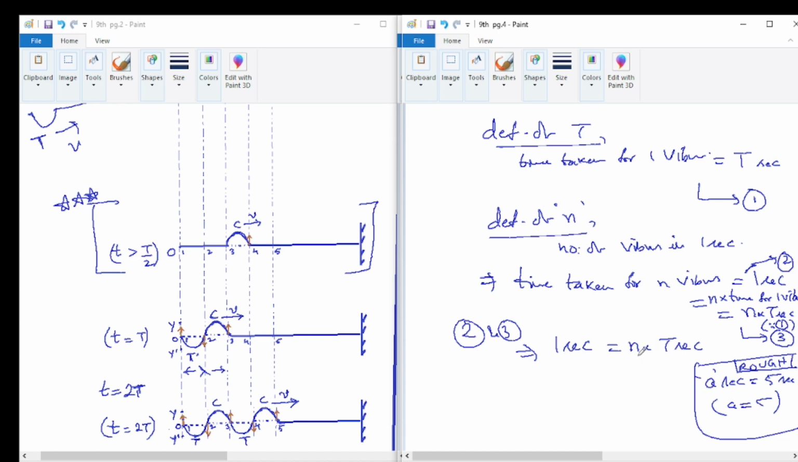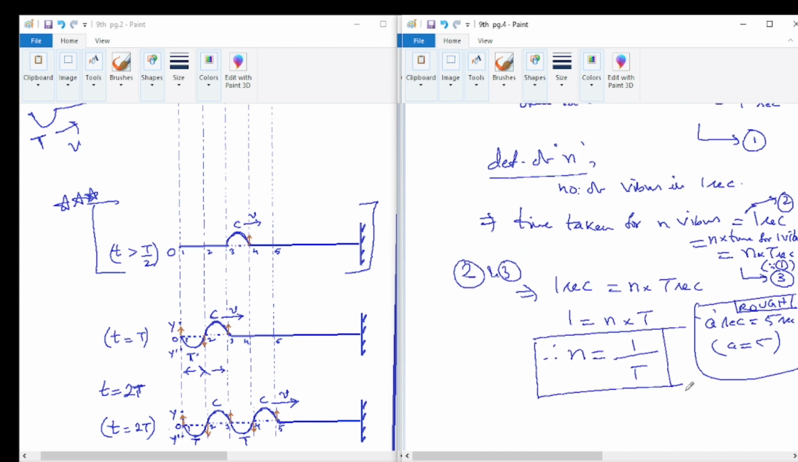The same way, 1 second is equal to n into t seconds means 1 is equal to n into t. So you take t to this side, and we get a simple relation between frequency and time period: n is equal to 1 by t. So this is the relation between frequency and time period. How are they related? They are inversely related. If the time period increases, frequency decreases. So they are said to be inversely related. This is also written as n is inversely proportional to t.